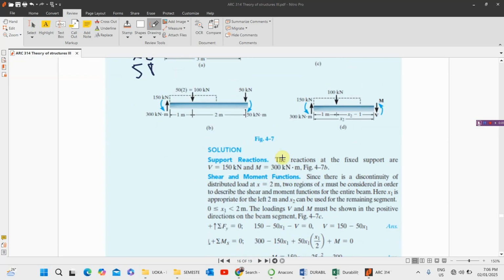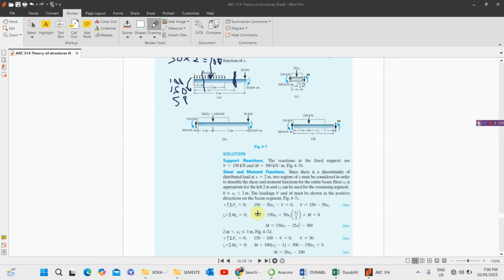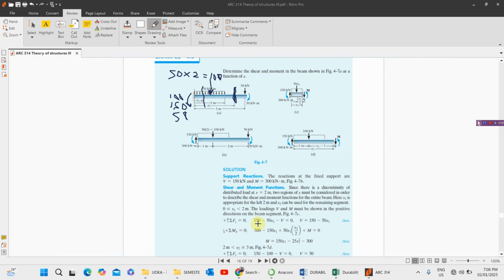Now, summation of forces along S will be equal to 0. We can say, okay, what's the shear force here? 150 minus, what's the point load here? 50 times x1, minus V equals 0. That's the first expression.